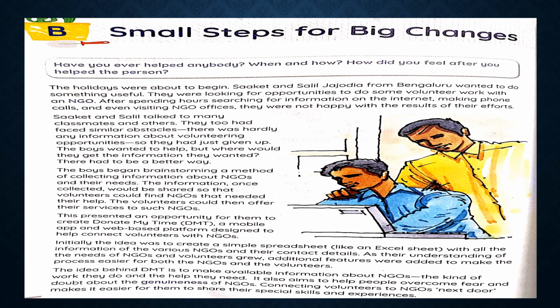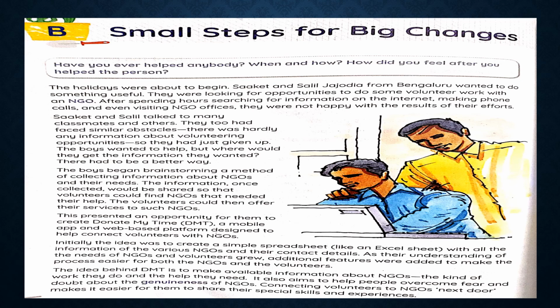The boys began brainstorming a method of collecting information about NGOs and their needs. Brainstorming means sitting and thinking really hard. They started thinking of a method of how they can collect information about different kinds of non-government organizations and what they need, what kind of volunteering work they are looking for.